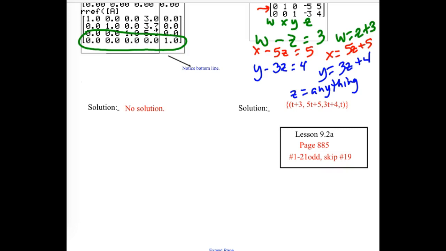All right. Your assignment's on page 885. You're doing 1 through 21, but you can skip number 19. Sorry, 1 through 21 odd. Skip number 19. Obviously, I need more than just a single answer because that's in the back of the book. So you're going to show me the matrix you get. Yes? And then you're going to interpret it if it's an infinite one.